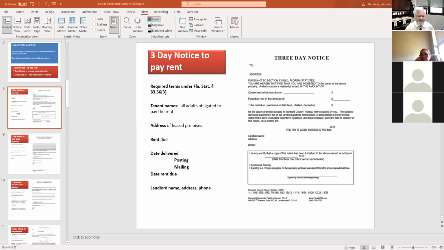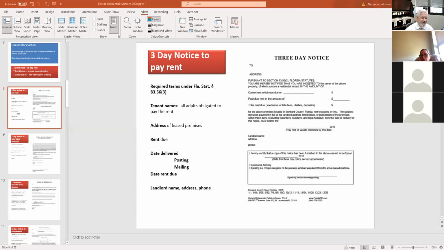So the best practice is to use an official form. I've got all the forms that a landlord would use on my website for free, browardlandlord.com. So really don't make it up yourself, because the law is very strict. You have to fulfill all of the rules. Any deviation from what the statute says means the form is defective.